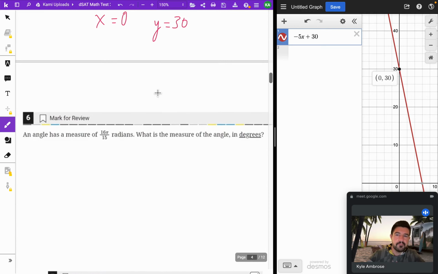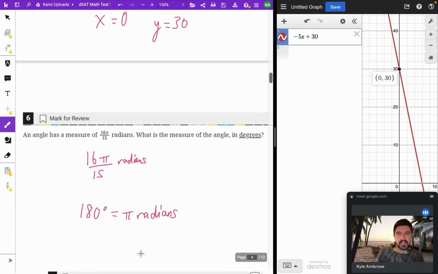Okay, we have an angle in radians, 16 pi over 15 radians. What's the measure of the angle in degrees? The way that we always go from radians to degrees is we use this relationship here. We say 180 degrees is equal to pi radians. If you remember from trigonometry, if you've done that in Algebra 2, you know that a full circle, 360 degrees, is 2 pi radians. You probably learned that. Maybe you forgot it. But that's true.